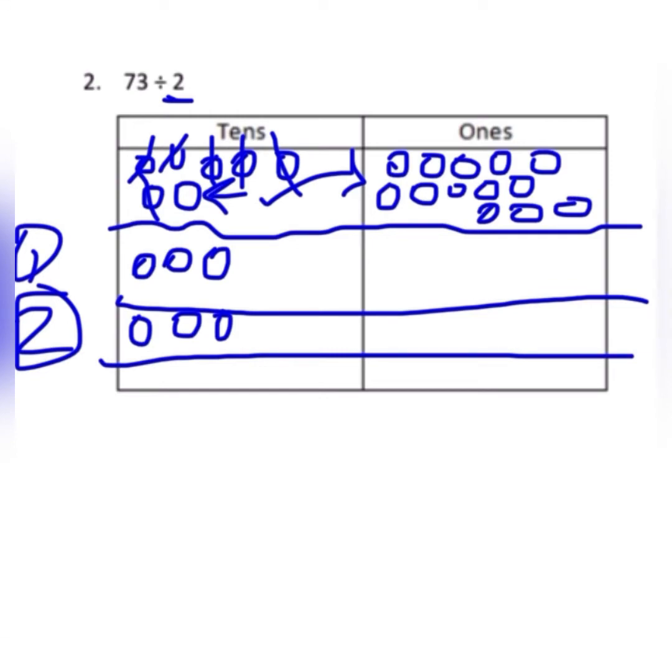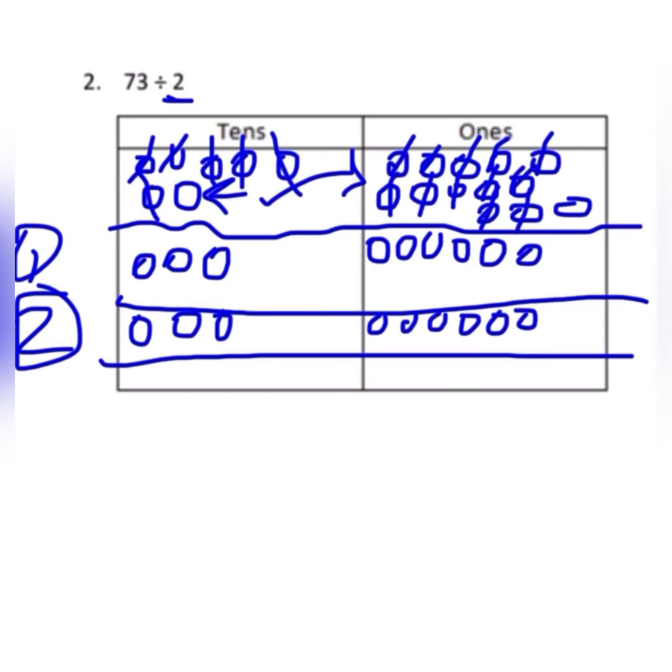Okay, so now I have my 10 ones in the ones column. Now I'm going to distribute my dots on my 2 lines until I run out of discs to fill both lines equally. 1, 2, 1, 2, 3, 4, 5, 6, 7, 8, 9, 10, 11, 12. Okay, so as you can see, I have 1 dot left over. That dot is going to be my remainder.